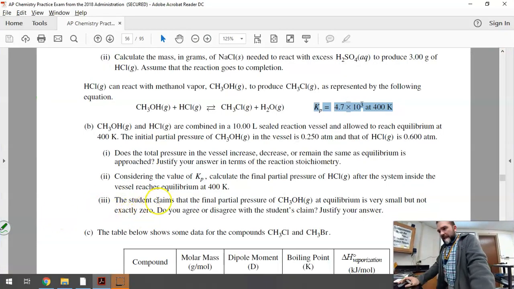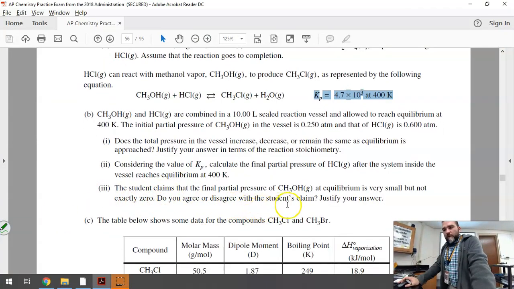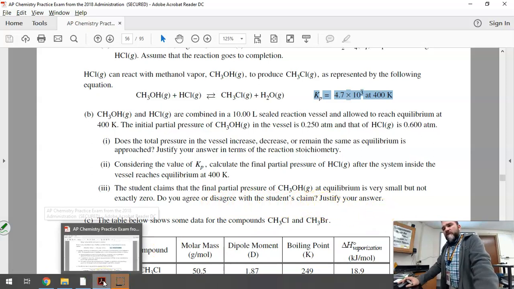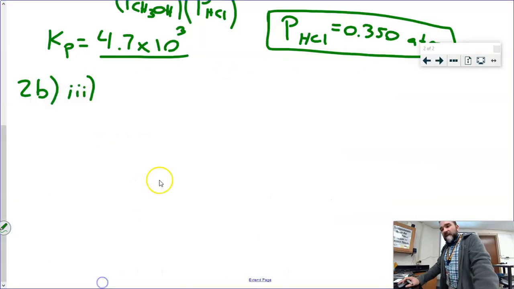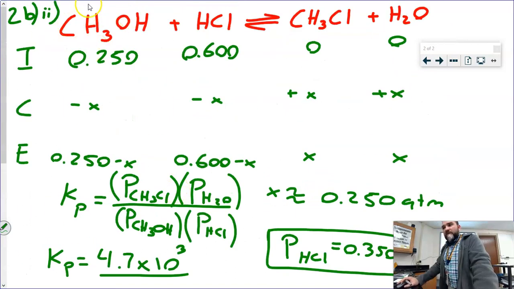2B3 says, the student claims that the final partial pressure of the methanol at equilibrium is very small, but not exactly 0. Do you agree or disagree with the student's claim? Justify your answer. Okay, so we just figured out in part B2 that our reactants are going to turn into products pretty much until completion, right? Until everything runs out. The limiting reactant was the methanol. So they're saying that at equilibrium, we don't have 0 methanol. In other words, we don't have 0 of this reactant, but we have very close to 0.